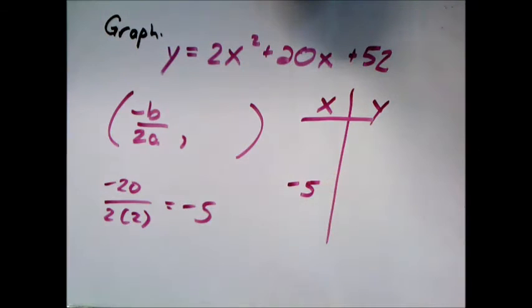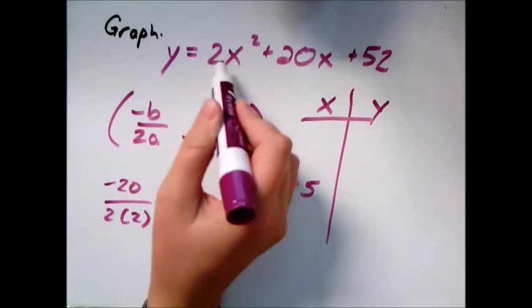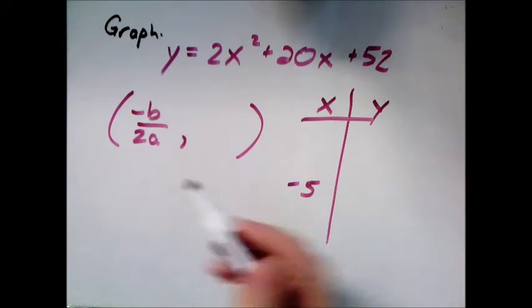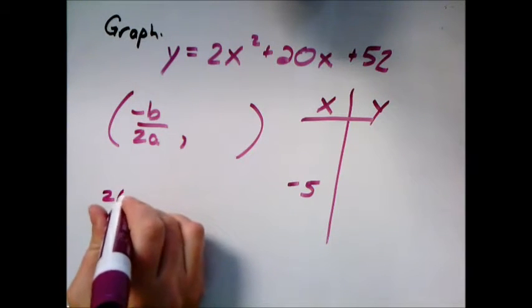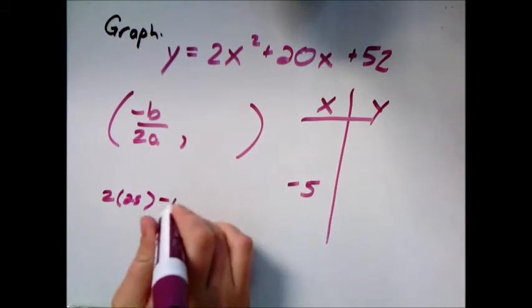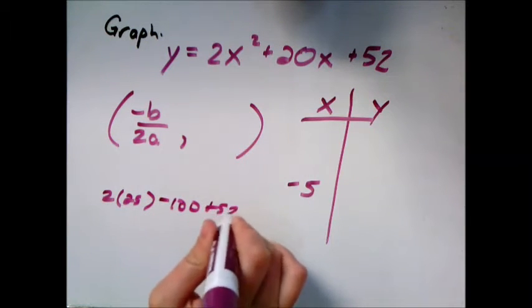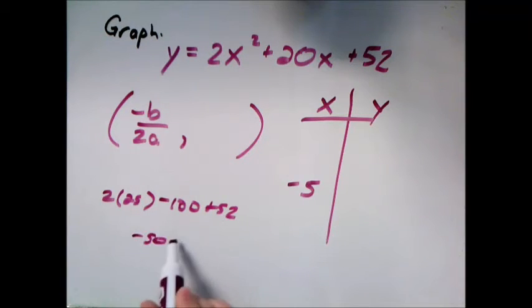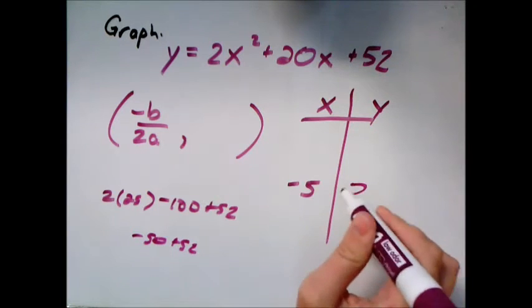happens at negative 5. And then what do I get if I put negative 5 into this equation? So plug negative 5 in for x. You can write it out by hand, or you can put it in your calculator, either way, because you're going to do the same thing a few times in a row. But negative 5 squared would be 25. 20 times negative 5 would be negative 100. And so you get 50 minus 100, so negative 50 plus 52, so 2.